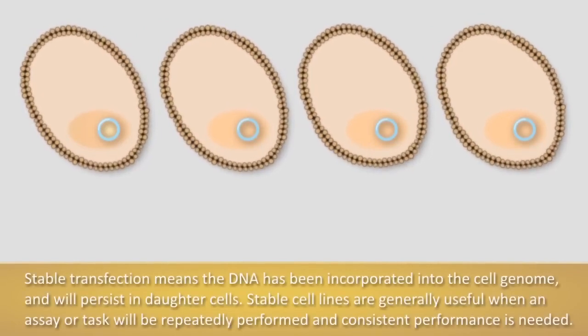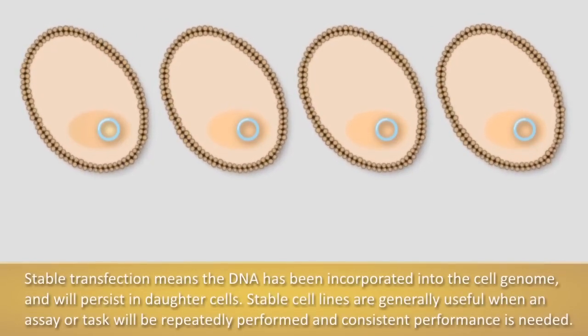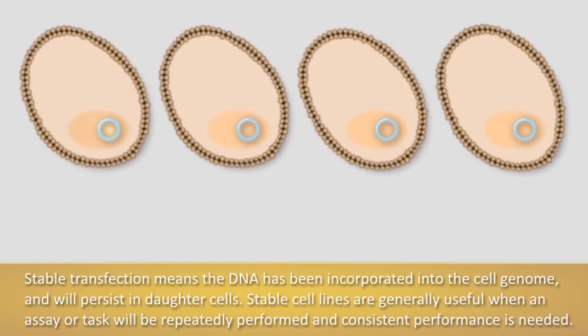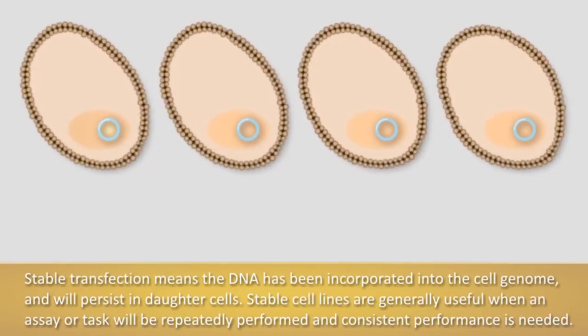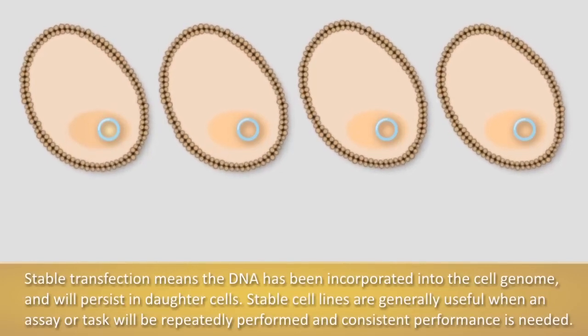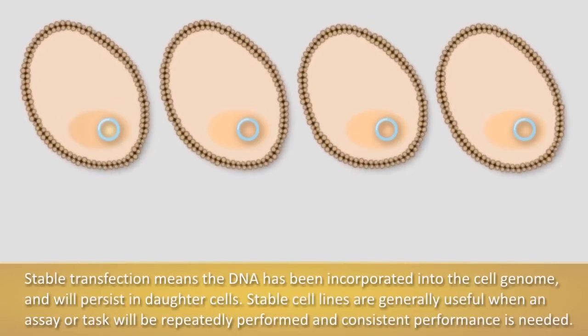Stable transfection means that the DNA has been incorporated into the cell genome and will persist in daughter cells. Stable cell lines are generally useful when an assay or task will be repeatedly performed and consistent performance is needed.